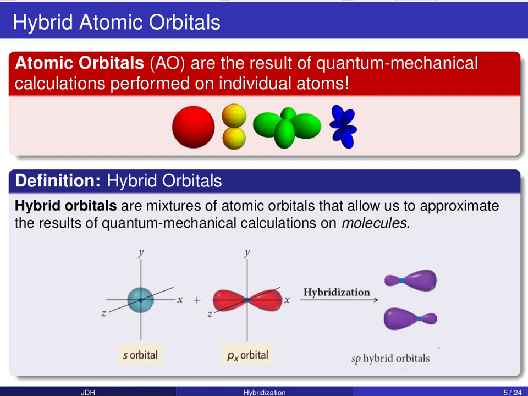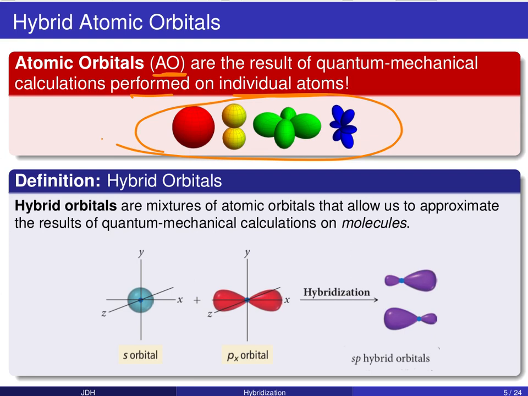So we're making this distinction. If we say atomic orbital, and I'll oftentimes abbreviate that AO, these are the results of quantum mechanical calculations performed on individual atoms. There are no other atoms present. We're not talking about molecules. We're doing quantum mechanics on individual atoms. And these are all those standard orbital shapes that you've come to know and love.